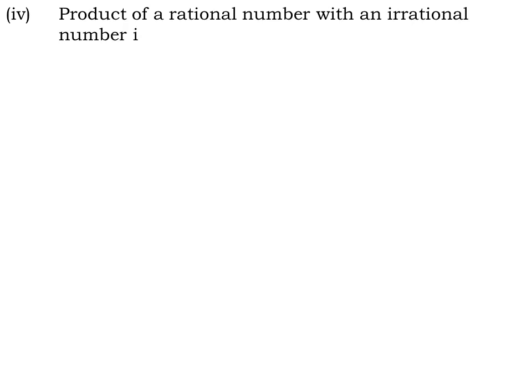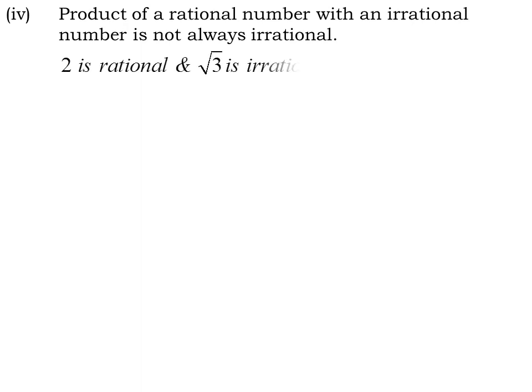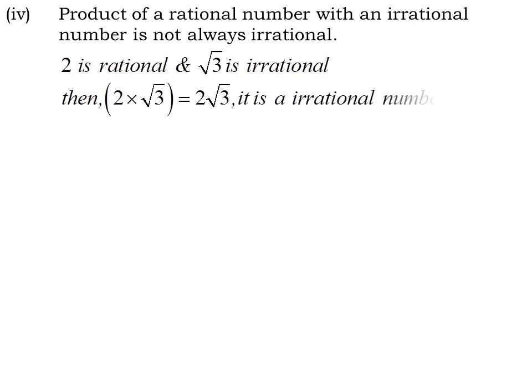The next property is: the product of a rational and an irrational number is not always irrational. So this is saying if I am multiplying any rational number with an irrational number, it is not always irrational. Why is it happening? Let's take some examples. First example: 2 is a rational number and root 3 is an irrational number. I am multiplying both numbers, so 2 into root 3 will become 2 root 3. It is an irrational number.